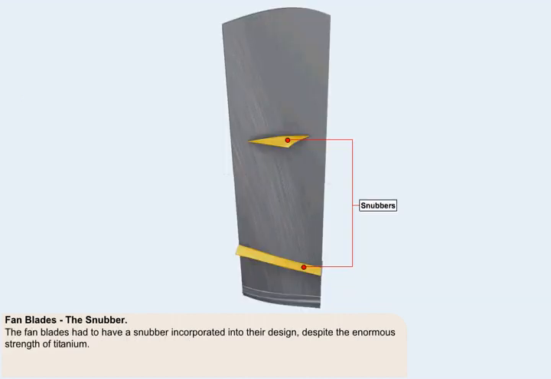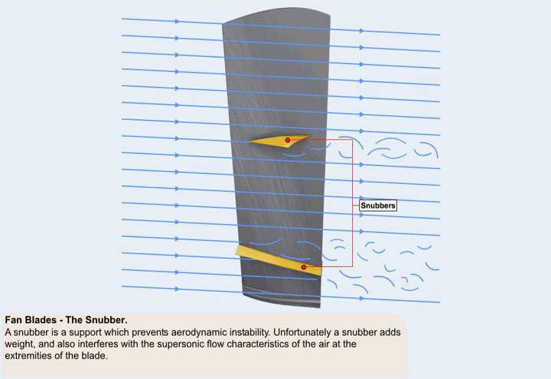Despite the enormous strength of titanium, the fan blades had to have a snubber incorporated into their design. A snubber is a support, fitted at mid-span, which prevents aerodynamic instability. Unfortunately, it also adds weight, and particularly when two of them are required, as shown in this picture, they interfere with the supersonic flow characteristics of the air at the extremities of the blade.